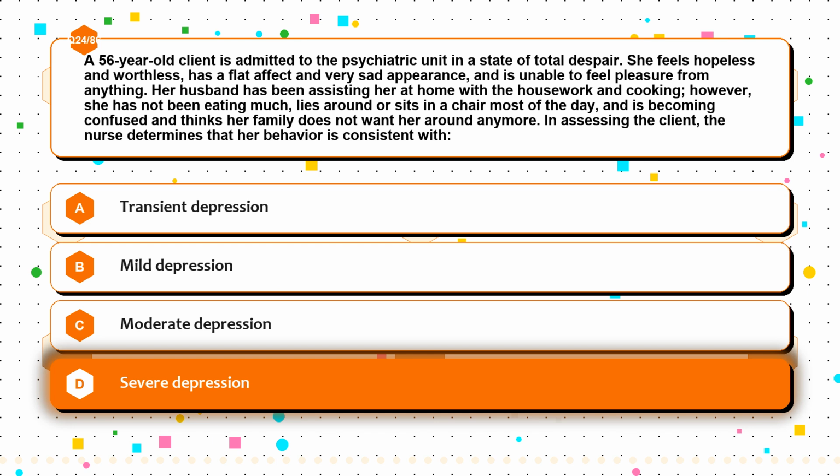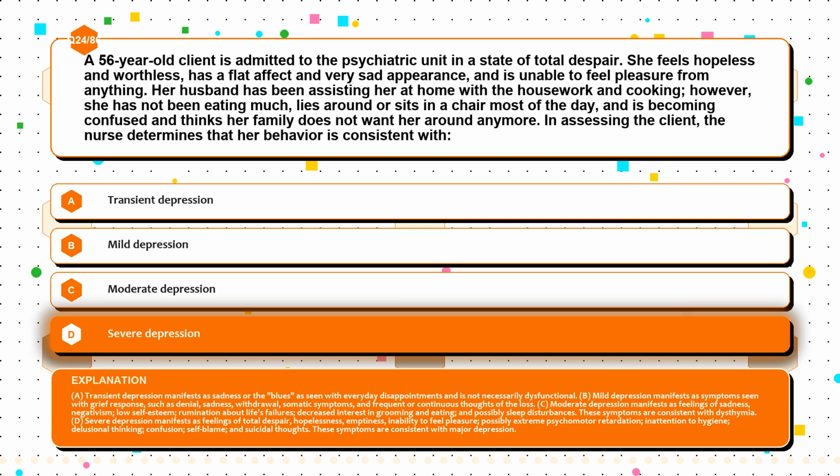Severe depression. A. Transient depression manifests as sadness or the blues as seen with everyday disappointments and is not necessarily dysfunctional. B. Mild depression manifests as symptoms seen with grief response, such as denial, sadness, withdrawal, somatic symptoms, and frequent or continuous thoughts of the loss. C. Moderate depression manifests as feelings of sadness, negativism, low self-esteem, rumination about life's failures, decreased interest in grooming and eating, and possibly sleep disturbances. These symptoms are consistent with dysthymia.